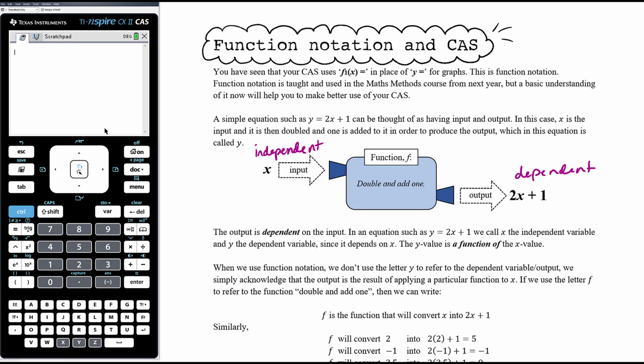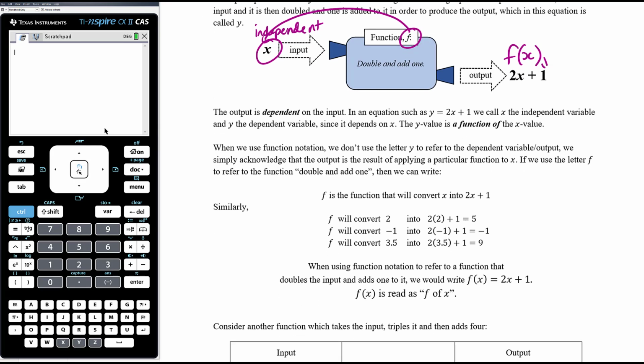Now, the y value is a function of the x value. It depends on the x value and is completely connected to and related to the x value. So we actually don't need a separate letter for this. We don't need to call this y. We can just talk about this as being the result of applying this function to this value, f of x. We did f to x and we got 2x plus 1, and we read that as f of x. So f is the function that will convert x into 2x plus 1. That means we would say that f of x is equal to 2x plus 1. Applying f to x, we get 2x plus 1.